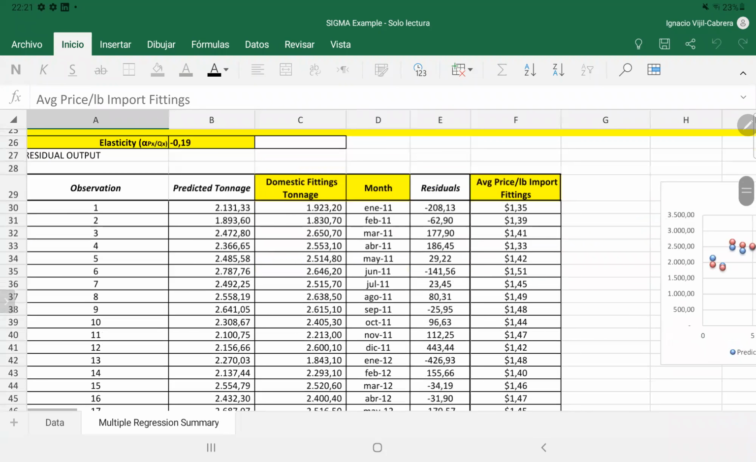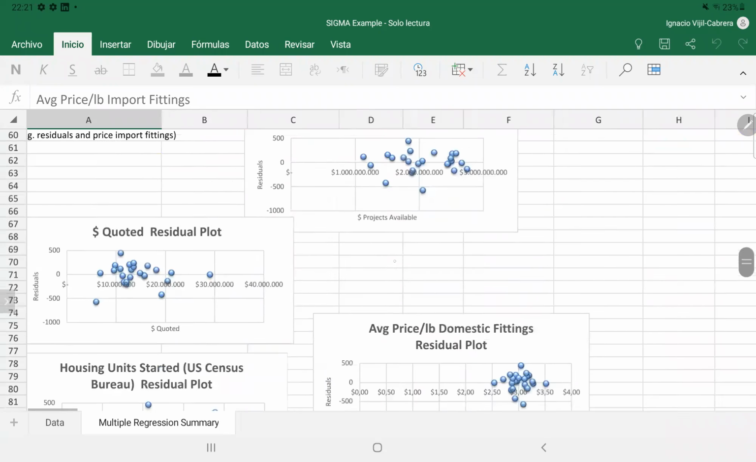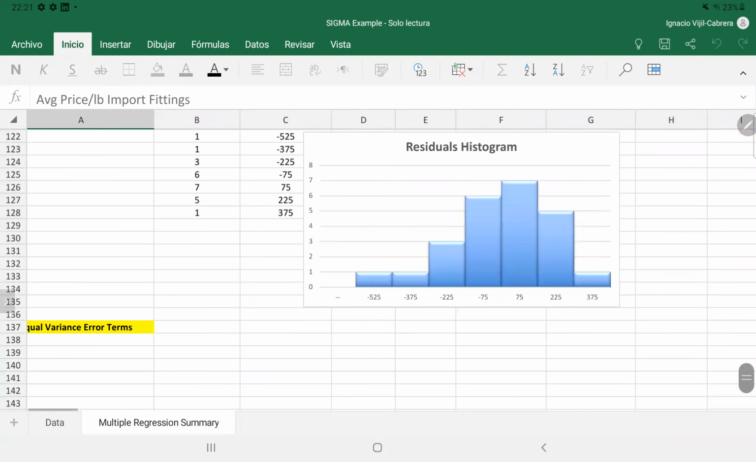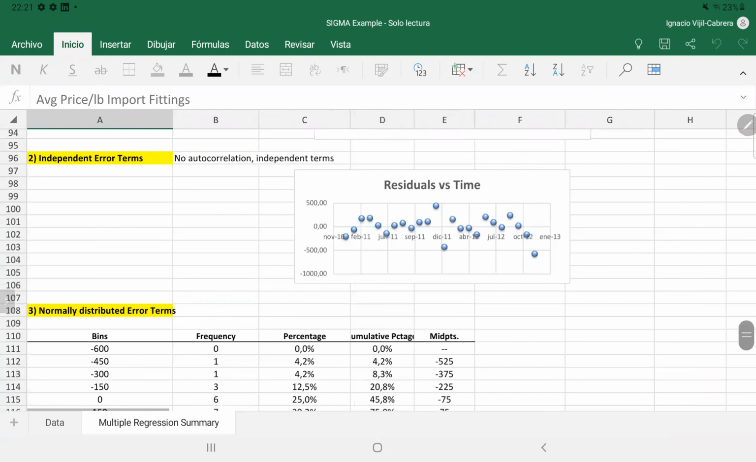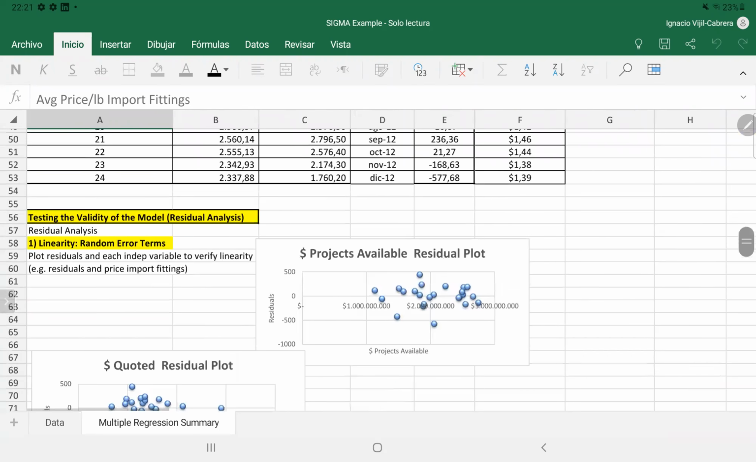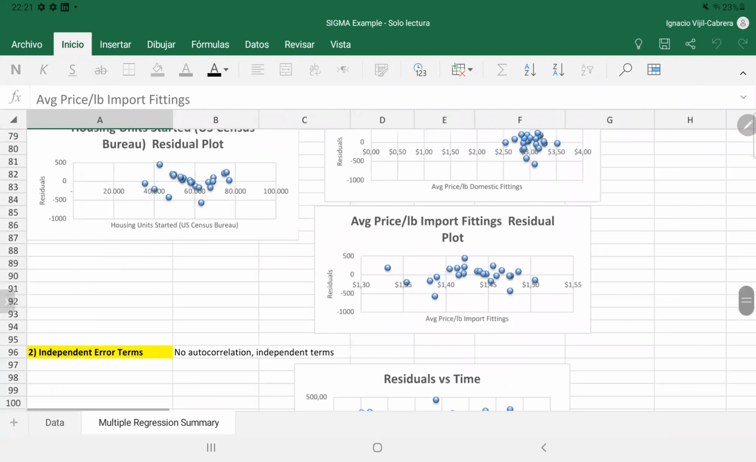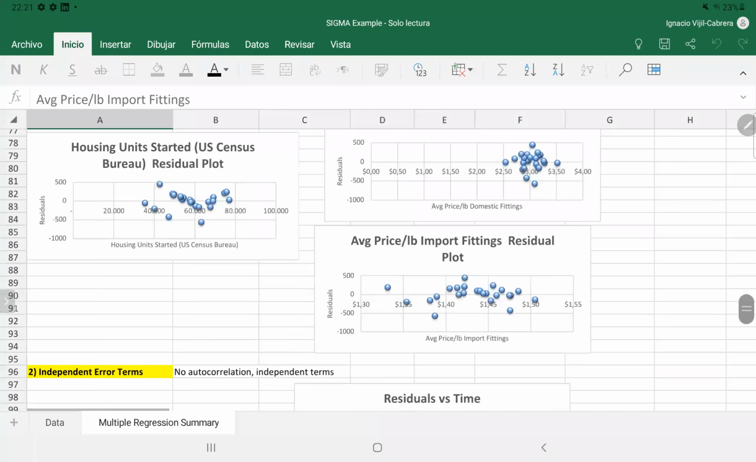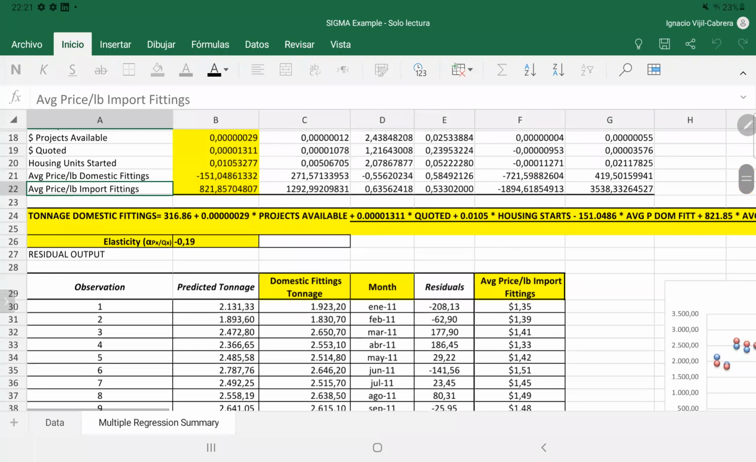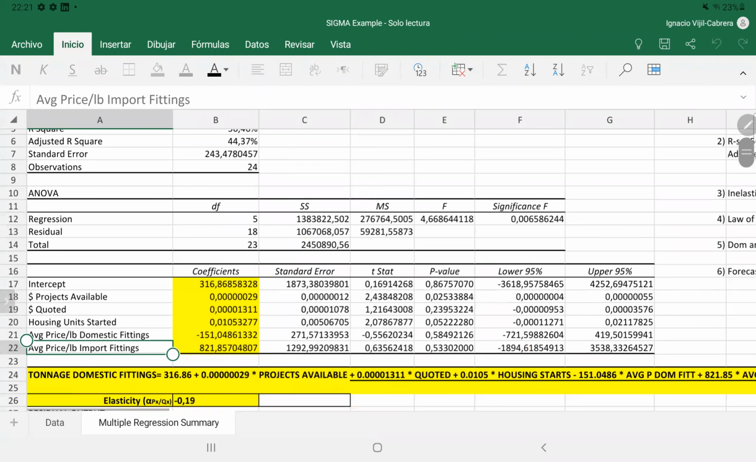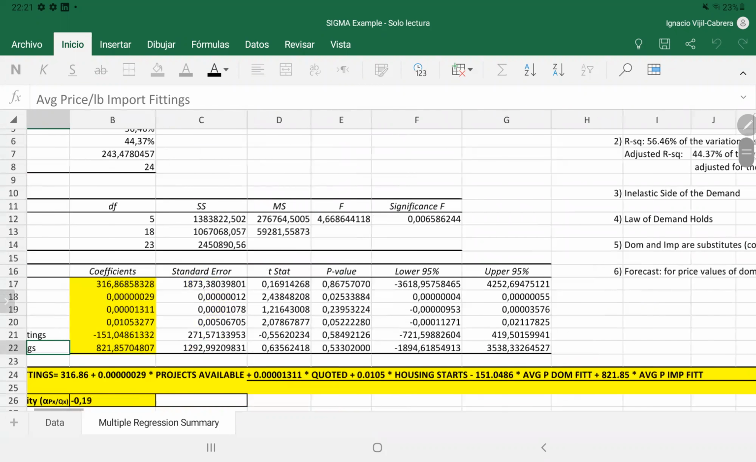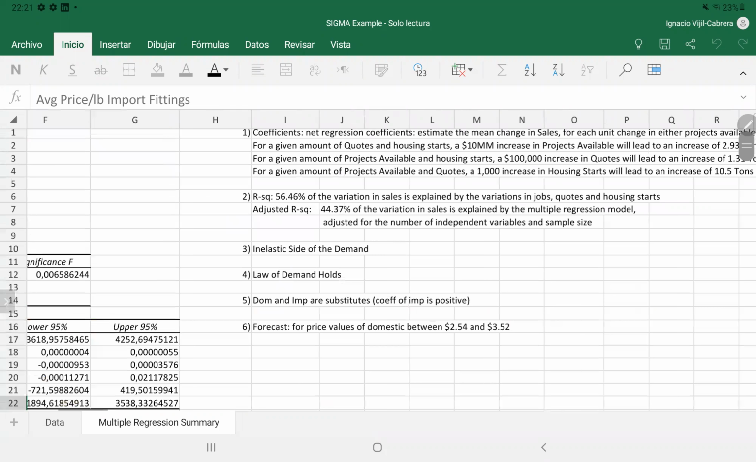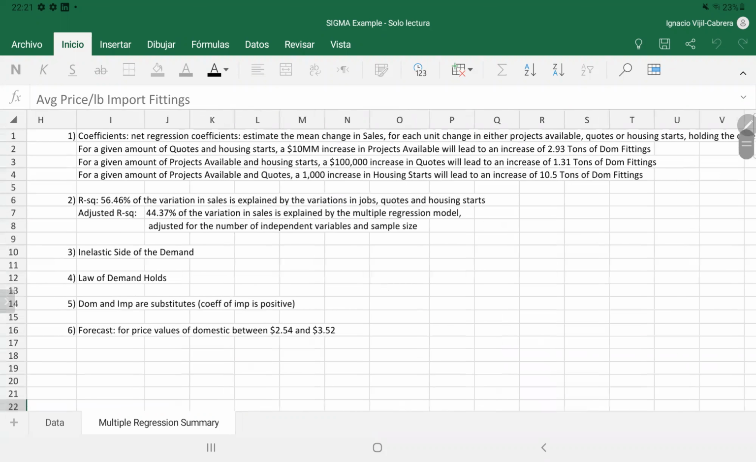And here you just have all the stuff you have to do to know if the model is good or bad. I'm not going to get there, but there has to be linearity, independent error terms, normally distributed error terms, and so on. That's just to tell me this model is good or bad. Okay? And now the interesting stuff. What did I learn?